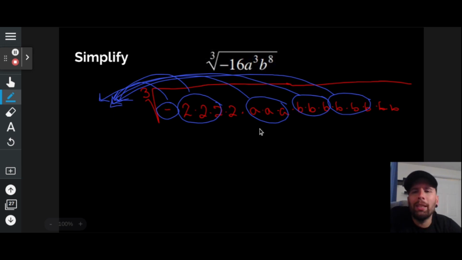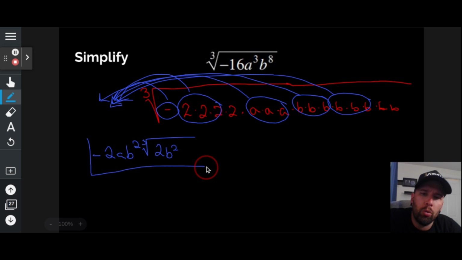And I have B's left over. What did I pull out? A negative, a 2, an A, a B, and a B. So a B squared. What do I have left over? 2 times no A's times 2 B's, so 2B squared. Don't forget the cube in your cube root.